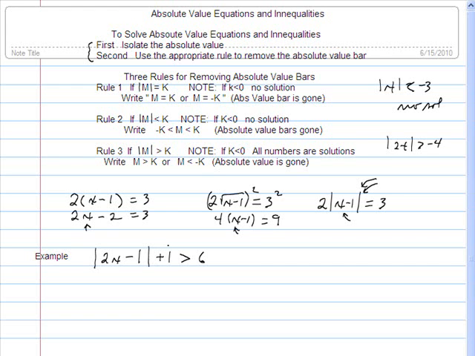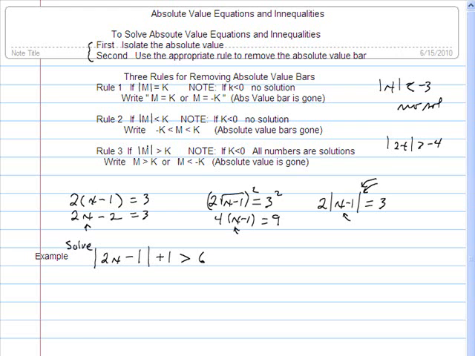Example 1 says solve. Well, it should say solve, so I'll write it in here. Solve. The absolute value of 2x plus 1 is greater than 6. Now, I go to my three rules to see which rule applies. Well, in Rule 1, I've got the absolute value equal to something. In Rule 2, absolute value is less than something. So this is a Rule 3 problem.